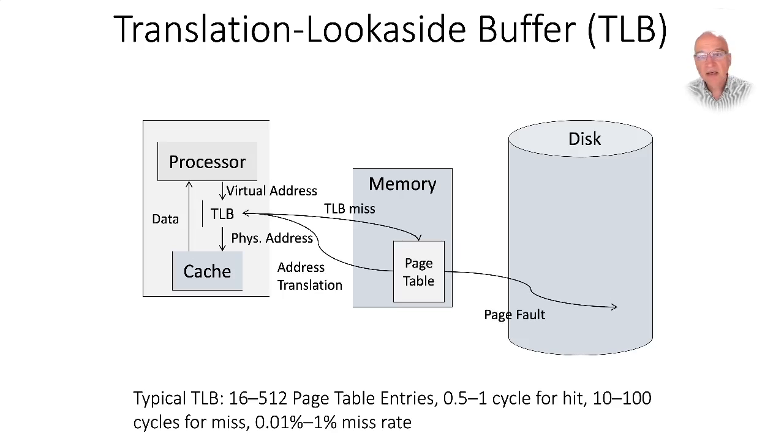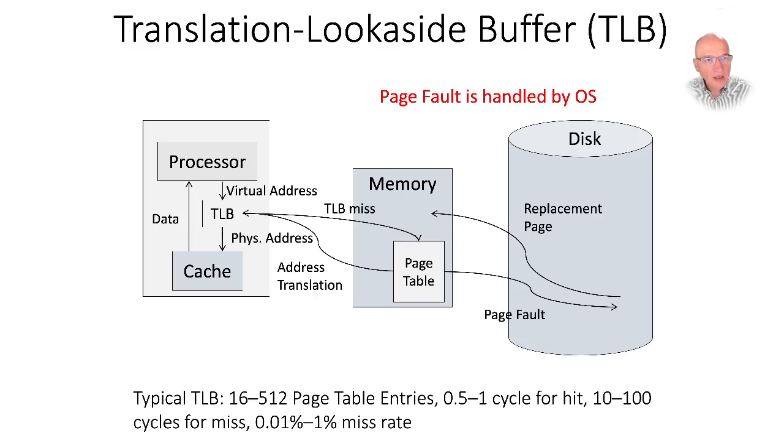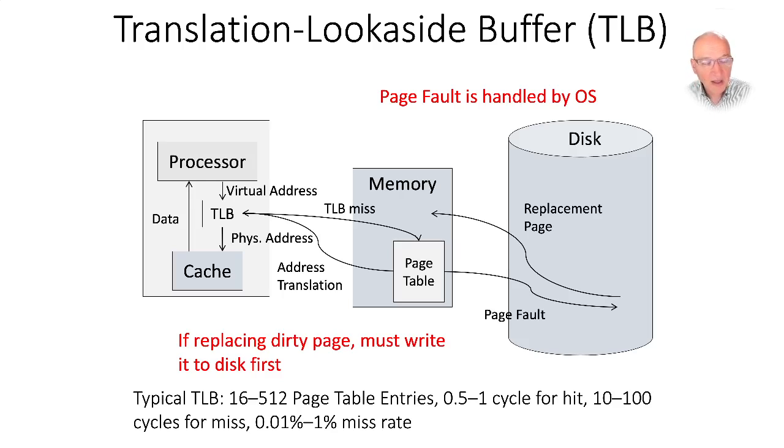In this case, I can have a page fault that will go into the disk, and then the disk will bring the replacement page into the memory, and then I will be able to complete the access. The page fault is handled by the operating system. And if I am replacing a dirty page, I must first write the page to the disk before I can do the replacement.